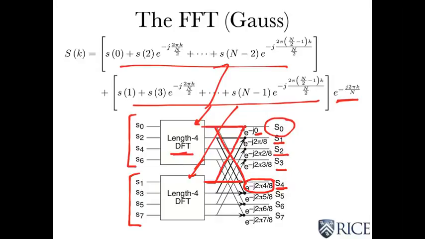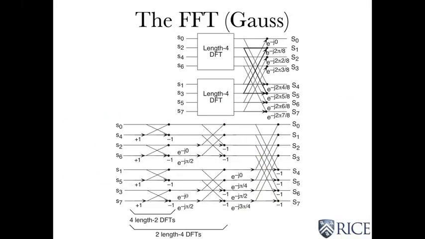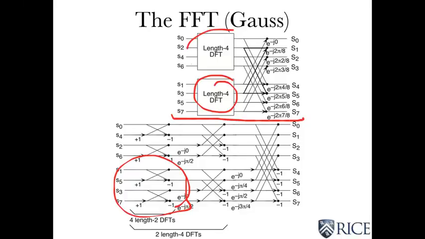Well, this is a power of 2. What Gauss then knows is that since n is a power of 2, n over 2 is also a power of 2. I can do it again and keep doing it until I get down to length 2 transforms. So in our length 8 example, here's the first stage of his decomposition, he then decomposes each of these into length 2 DFTs. And he decomposes the length 4 DFT, the evens, into 2 length 2 DFTs.